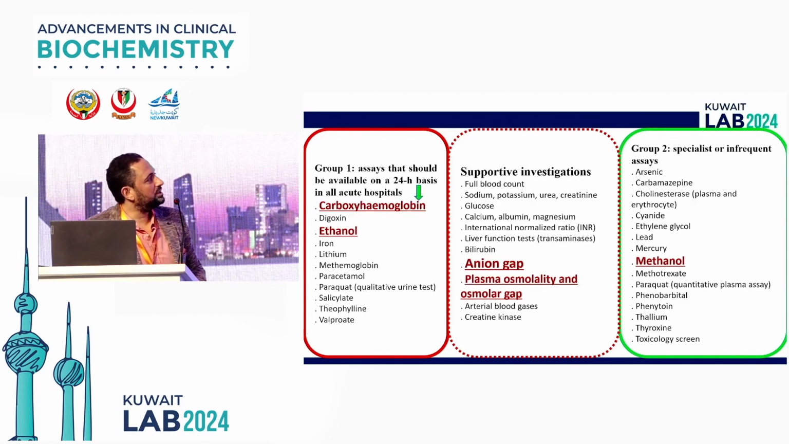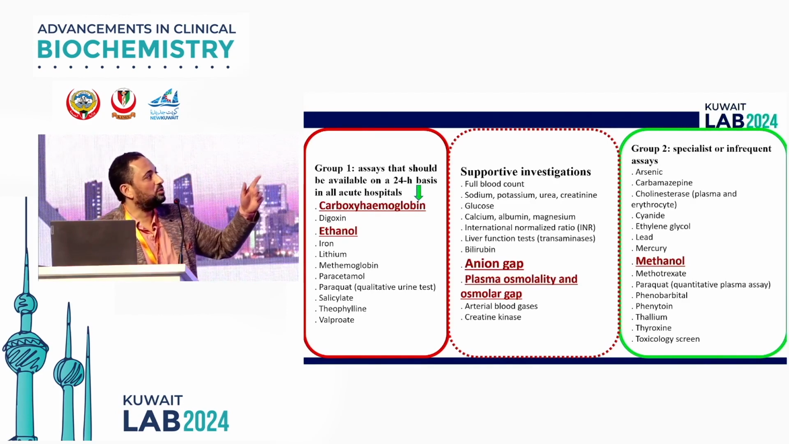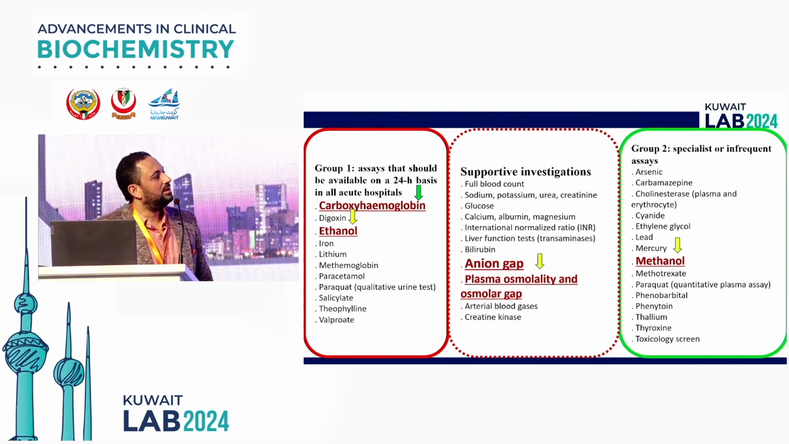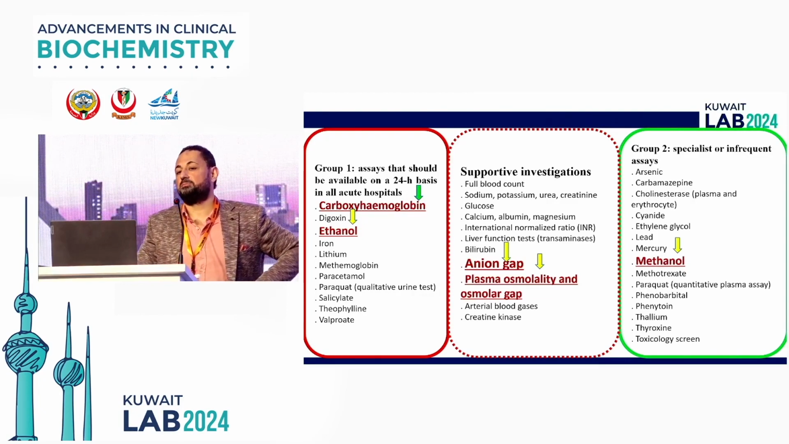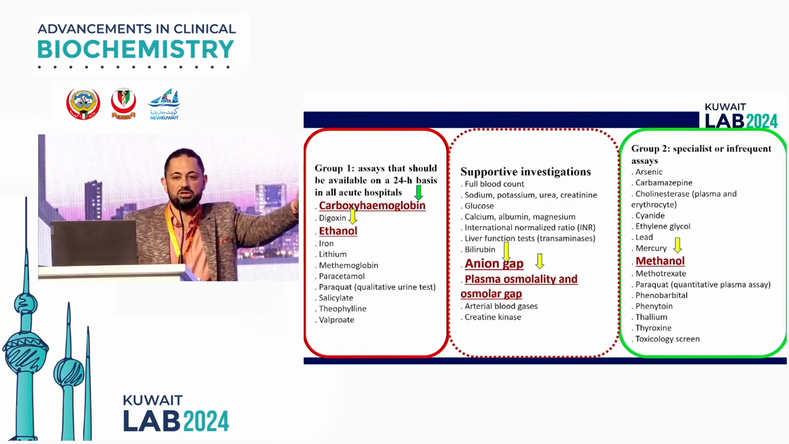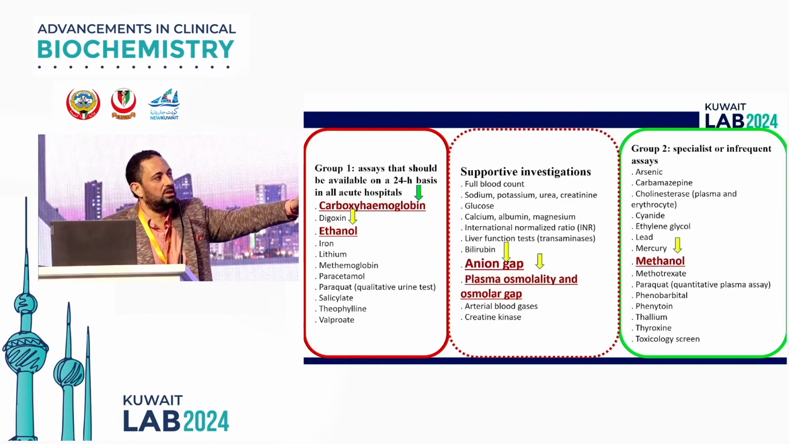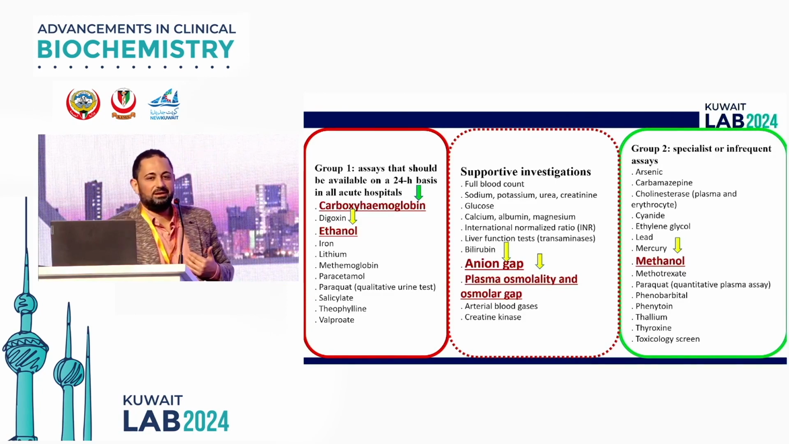I'm going to give you real cases from our practice concerning the role of carboxyhemoglobin in the management of carbon monoxide poisoning, and the role of ethanol, methanol, plasma osmolarity, and anion gap in the management of toxic alcohol ingestion in Kuwait Poison Control Center. I'm not going to talk about ethylene glycol, which is not common. We haven't encountered any case of ethylene glycol. It's not in our database, but methanol, we have a lot of cases. Just yesterday, I managed 2 cases of methanol overdose, okay?